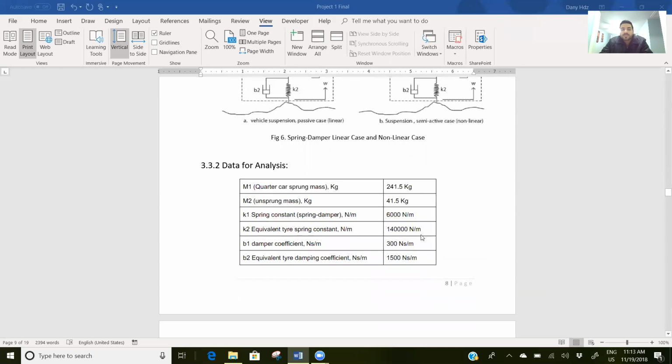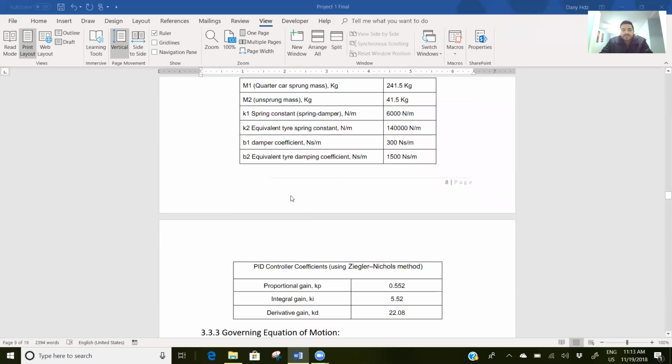The data we picked for the project was the quarter car sprung mass M1, 241.5 kilograms; M2, the unsprung mass, 41.5 kilograms; K1, the spring constant, 6,000 Newton per meter; and K2, the equivalent tire spring constant, 140,000 Newton per meter. B1, the damper coefficient, is 300 Newton second per meter, and B2, the equivalent tire damping coefficient, is 1500 Newton second per meter.